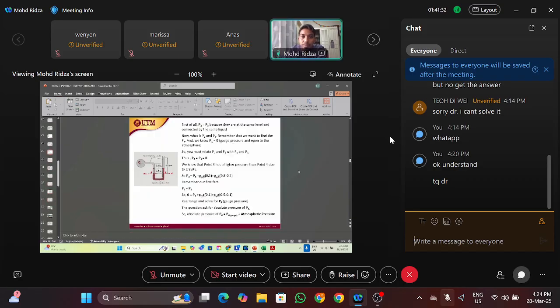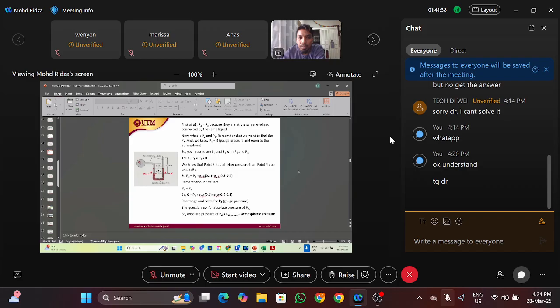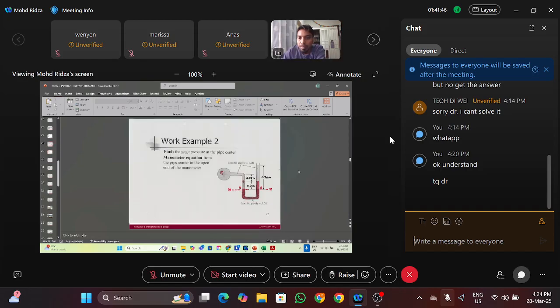Where is the worked example number 2? There's no solution here, but there is a step by step. So you can do example number 2, and if you have problems, you can also WhatsApp me. Right? So I'm just going to skip, the same concept as before.